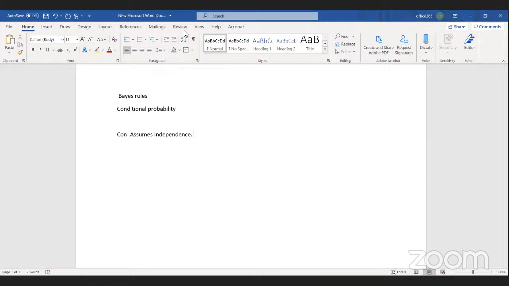What about the advantages of this thing? So the advantages: it is pretty easy. Because of a simple assumption, it is able to come up with the results very soon. And it is very good for multi-class.